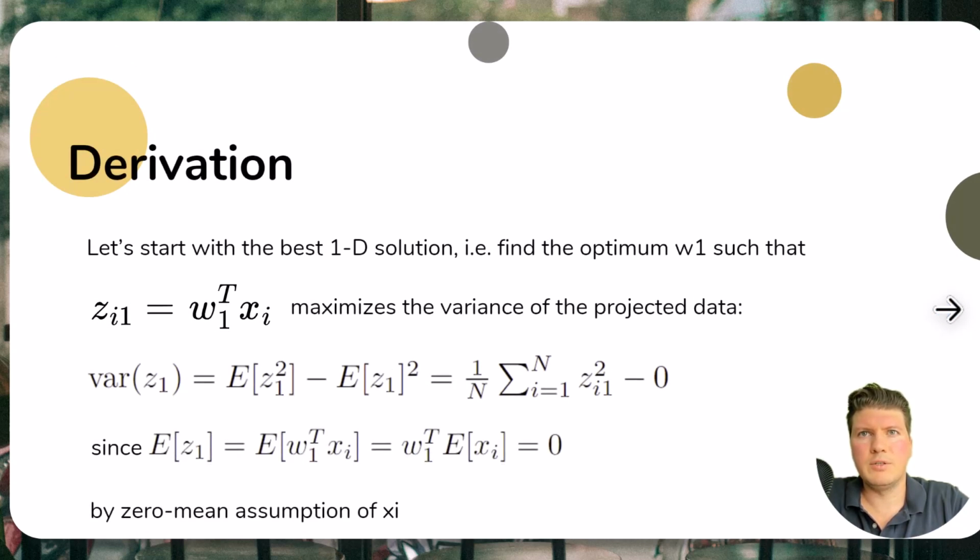To get to the general solution, let's start with the best one-dimensional solution. In other words, let's find a W1 vector such that the variance of the PCA projection zi1 is maximized. Let's compute this variance. By definition, the variance of z1 is equal to the expected value of z1 squared minus the square of the expected value of z1. We can write out the first term as an average of zi1 squared and the second term is 0 by the zero mean assumption of our data vector xi.